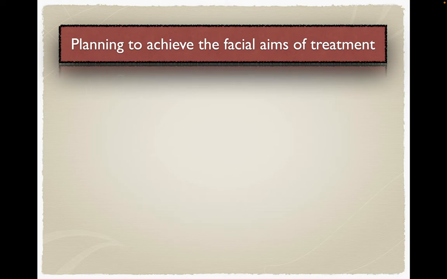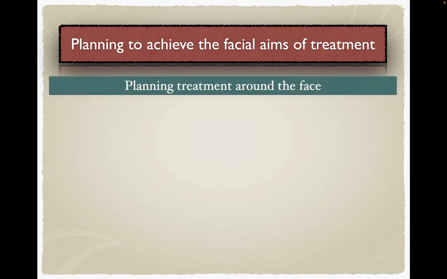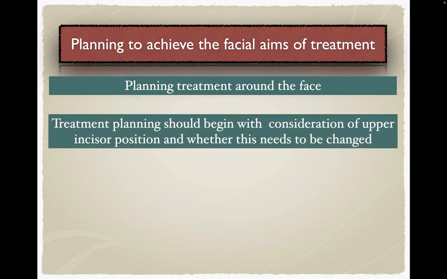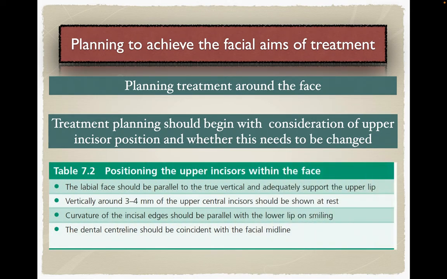So how do we plan to achieve the facial aims of the treatment? We should plan the treatment around the face. Treatment planning should begin with the consideration of the upper incisor position and whether it needs to be changed or not. So where should the upper incisor be? Now this table came from the handbook textbook, and it says the labial surface of the upper incisor should be parallel to the true vertical line and adequately support the upper lip. And we're going to go into details and discuss this.